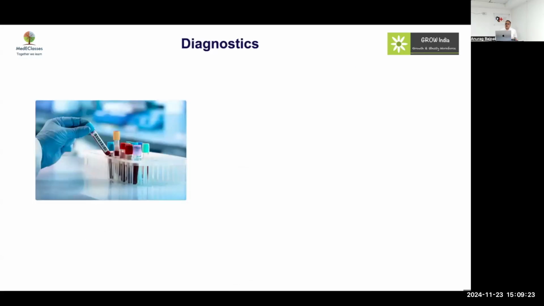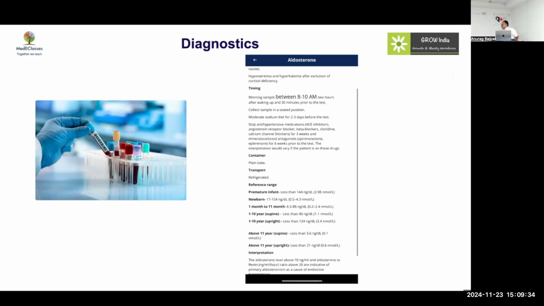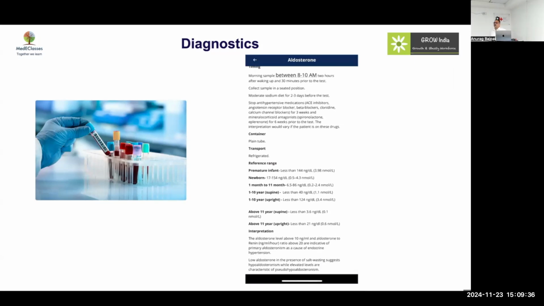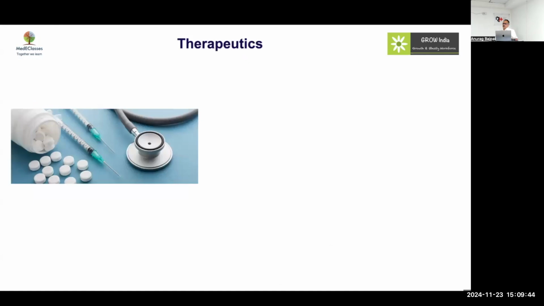Now, of course, when we say that you do a particular test, let's say an AMH test, you need to understand when to do the test, how to do the test. So you don't want to go back to the book and open it up. We have a full diagnostic section which provides what is the timing, what is the sample type, what is the reference range, and everything is available within the app. So within a single app, you've got all the information.